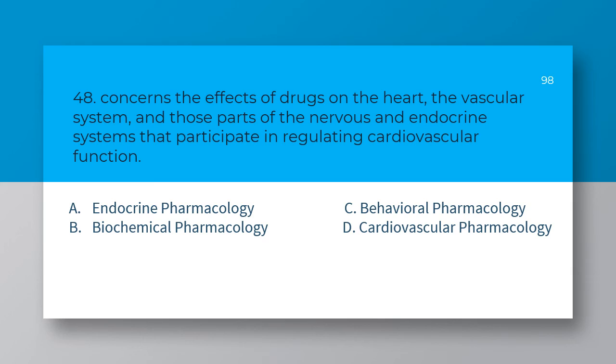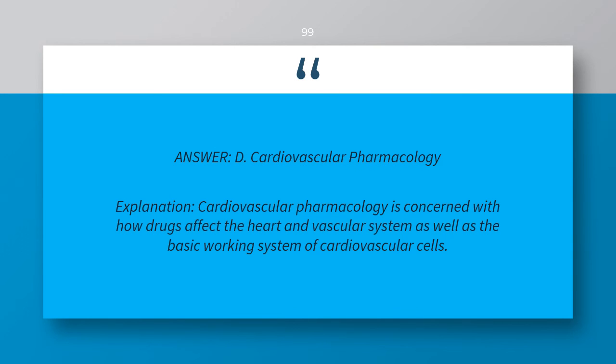Number 48 concerns the effects of drugs on the heart, the vascular system, and those parts of the nervous and endocrine systems that participate in regulating cardiovascular function. Answer is D. Cardiovascular pharmacology. Cardiovascular pharmacology is concerned with how drugs affect the heart and vascular system, as well as the basic working system of cardiovascular cells.